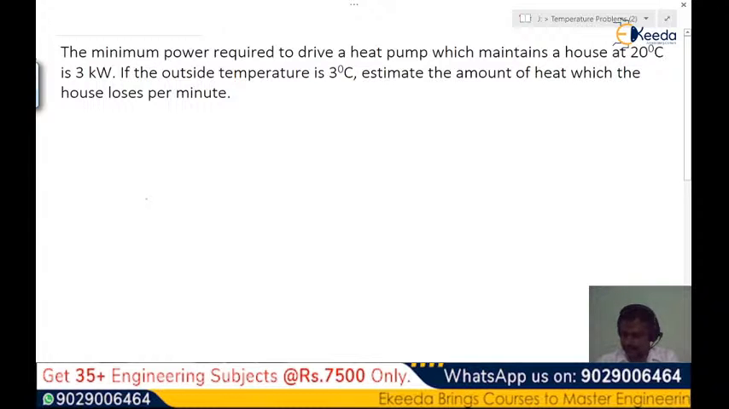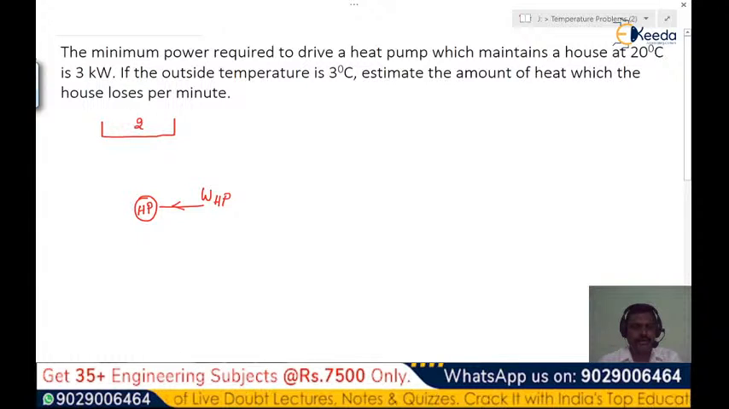This heat pump receives W HP amount of work, and this will pump the heat to a house which is maintained at 20 degrees Celsius. Let us take it as T1 dash. So T1 dash is 20 degrees Celsius, and outside temperature is 3 degrees Celsius. So let us take T2 dash as 3 degrees Celsius.